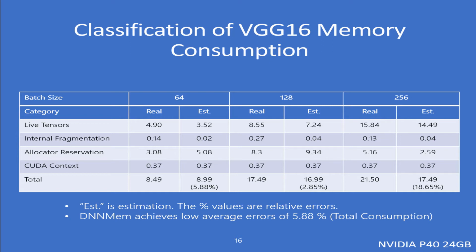As for execution time performance, the estimation time of DNNMem ranges from 0.6 to 0.7 seconds for the above experiments. DNNMem has an order of magnitude speedup compared with real execution estimation.